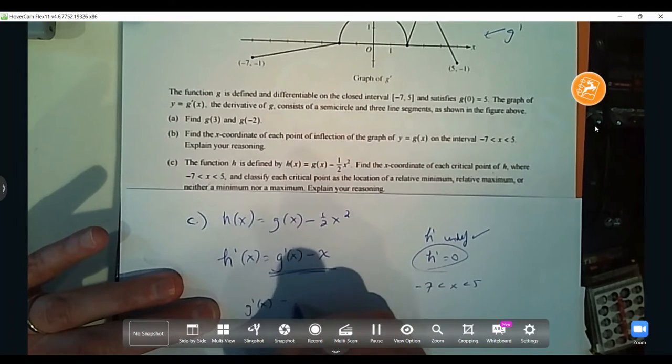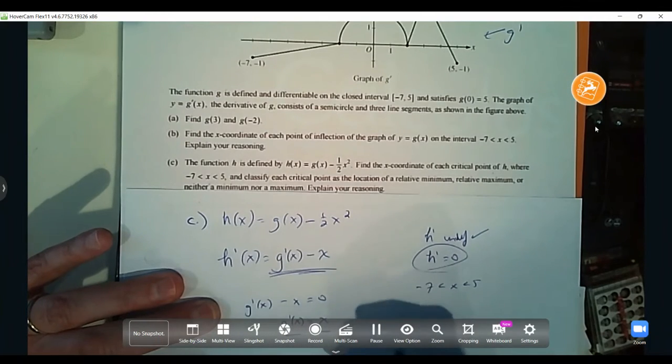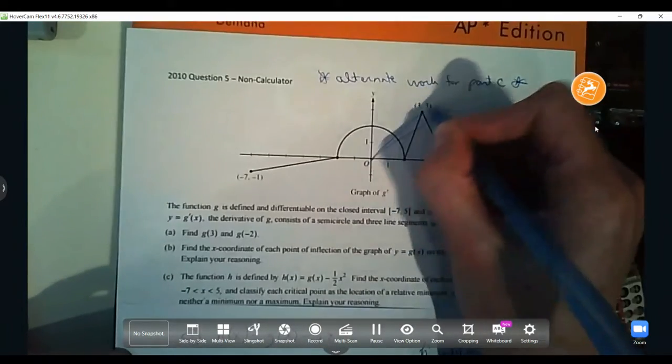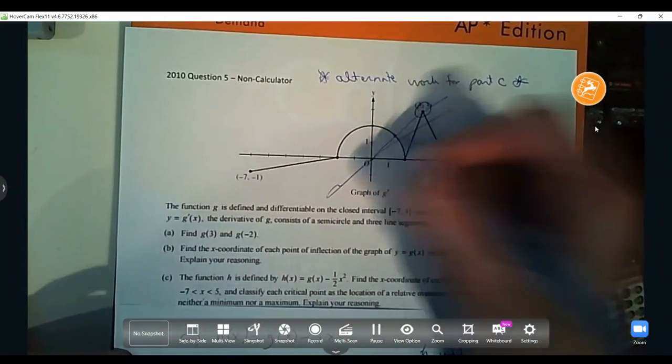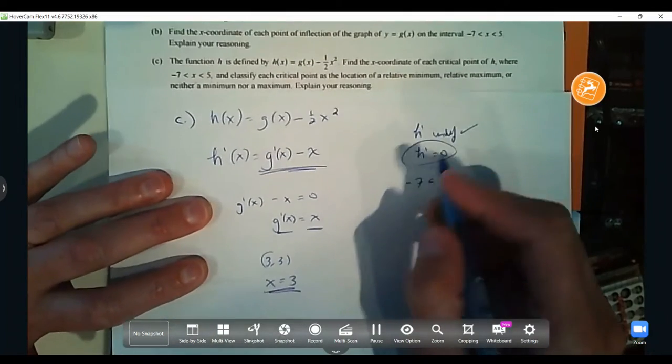So to find where g prime of x minus x equals 0, this part I went over in the video a little bit. We want to find where the input matches the output on this graph here. So that's where I graphed the line y equals x. We saw 3, 3, and then this point here. So x equals 3 is one location where h prime equals 0.